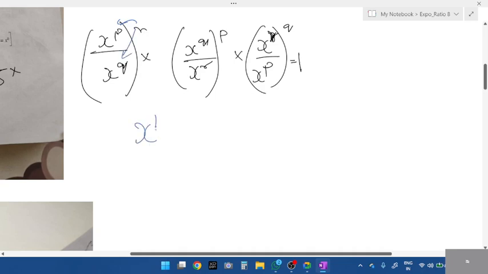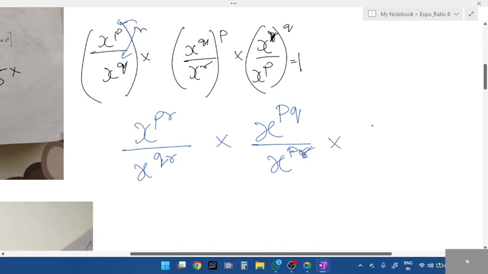What do you get? X to the power of PR divided by x to the power of, yes, respond, QR into, next, into, be quick. Okay, right, according to alphabetical order. PQ, x to the power of PQ divided by PR. Tell me the next one. X to the power of QR divided by x to the power of PQ.